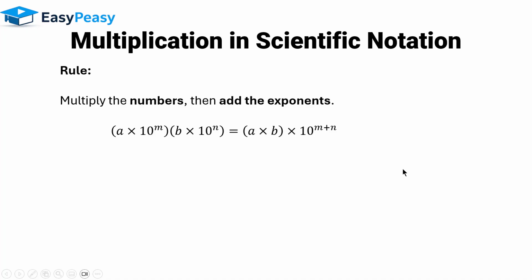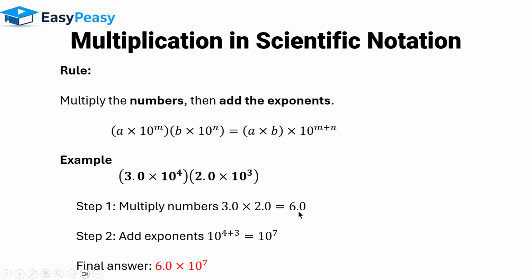Let's take an example. Here we have 3 times 10 raised to power 4 and 2 times 10 raised to power 3. First, we multiply the numbers. So 3 multiplied by 2 is 6, right? And then we add the exponents. So 4 plus 3 equals 7. Then we just put them together. That becomes 6 times 10 raised to power 7, right? Easy peasy.